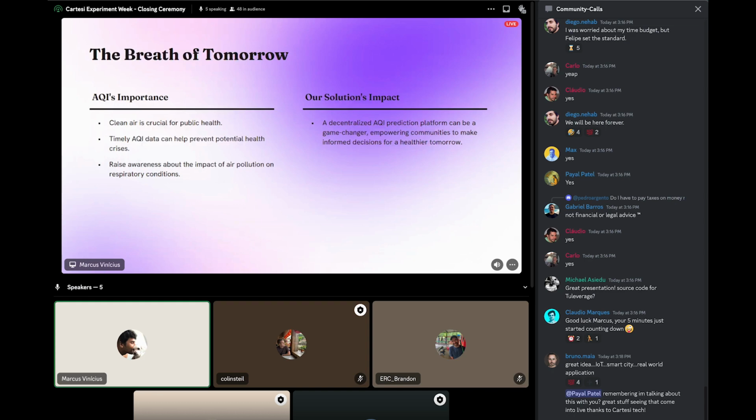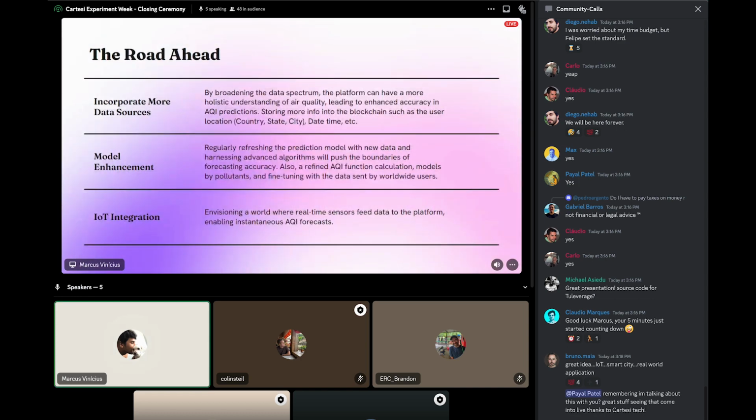Clean air is paramount for health. By raising air pollution awareness, we are paving the way for preventive health measures. This solution brings a starting point for a game changer, empowering communities for a healthier future. And this solution is only possible because of the Cartesi DApp. And it doesn't stop here. The aim is to incorporate broader data, refine the prediction model, and enable data input via IoT and many more.